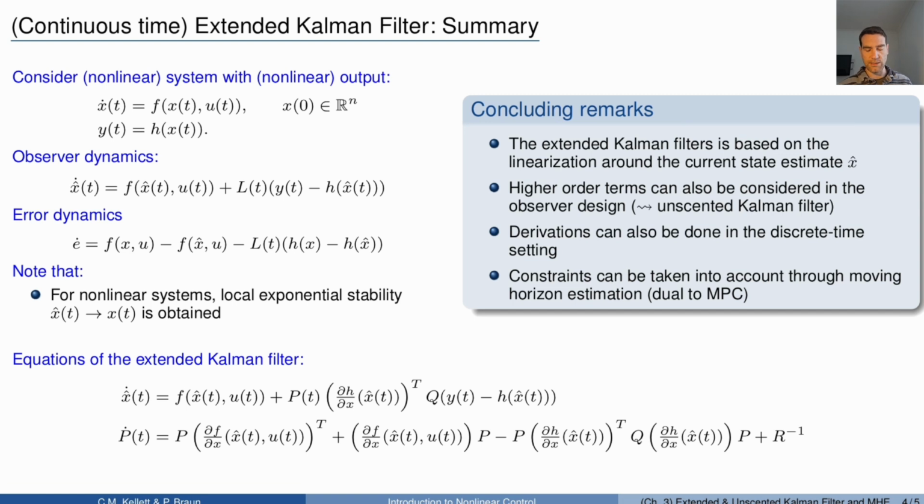alternative variations of the extended Kalman filter, in terms of the unscented Kalman filter. We've used here derivations in the continuous time setting, but one can also do these calculations in the discrete time setting, leading to similar results, but slightly different definitions of the output injection term, of course.